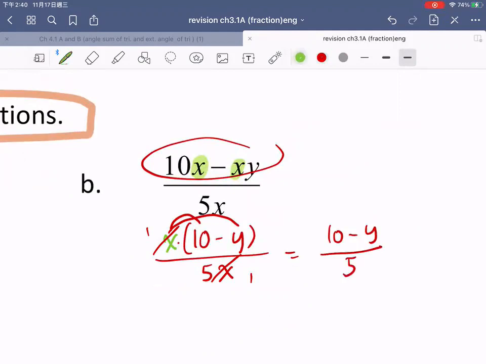So you have 10 minus y divided by 5. Again, can we divide this one and this one by 5? No, because we need to tackle 10 minus y first. Can we subtract y from 10? No, we cannot, we don't know y. So the answer, just leave it: 10 minus y divided by 5. Okay.